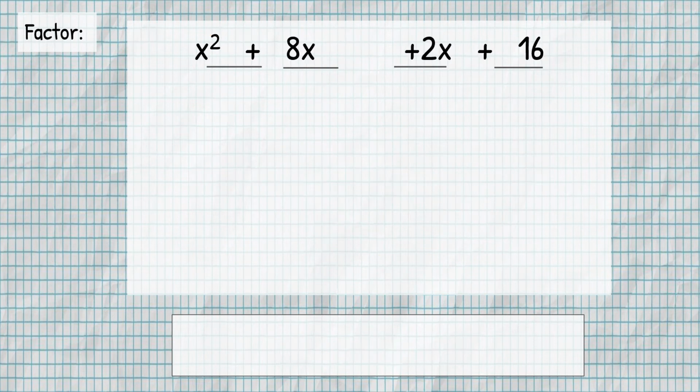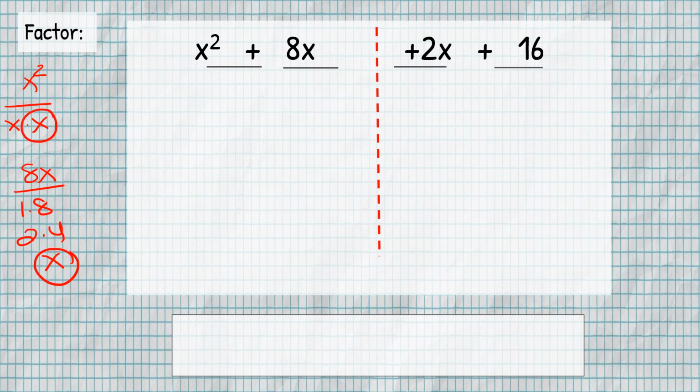In the next problem, same idea. We have four terms. We cut them in half. The first thing we do is we look for the GCF for x squared, x times x, and 8x. It looks like the only thing that they have in common is x, so that's going to be our GCF. Then we divide everything by x, and we're left with x plus 8.